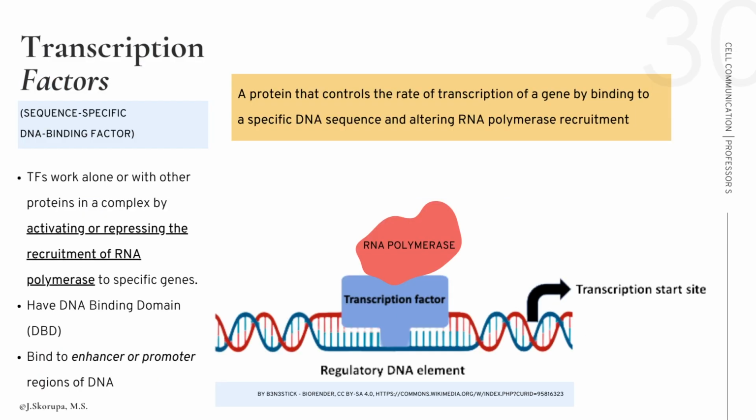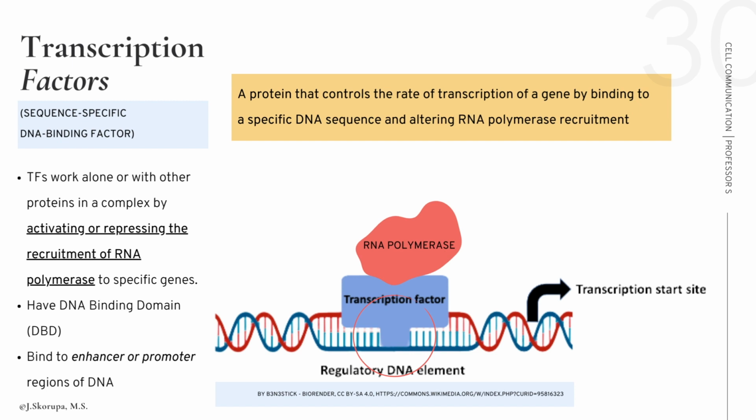If you've never heard of the term transcription factor before, these are sequence-specific DNA binding factors. They're proteins that control the rate of transcription of a gene by binding to a specific DNA sequence and altering RNA polymerase recruitment. In this image, we see a transcription factor binding upstream of a gene start site. The transcription factor will be made of specific amino acids called a DNA binding domain, or DBD, that only binds to a specific portion of the DNA.